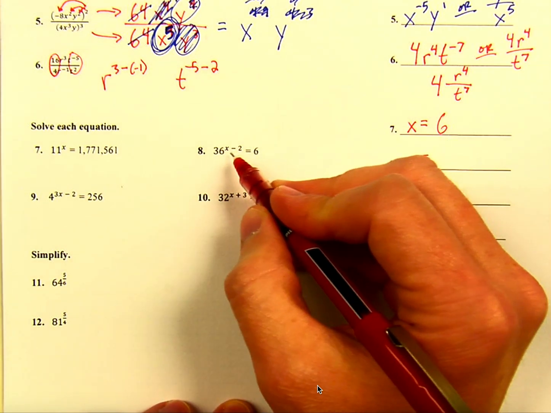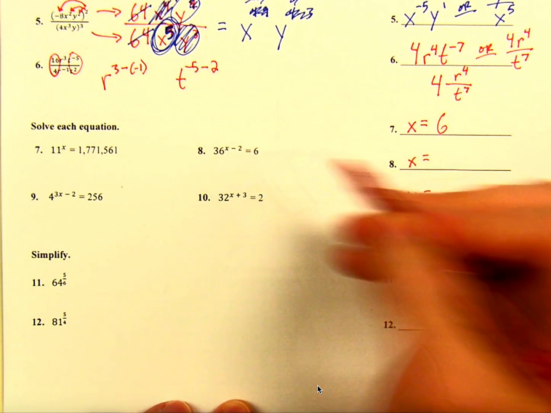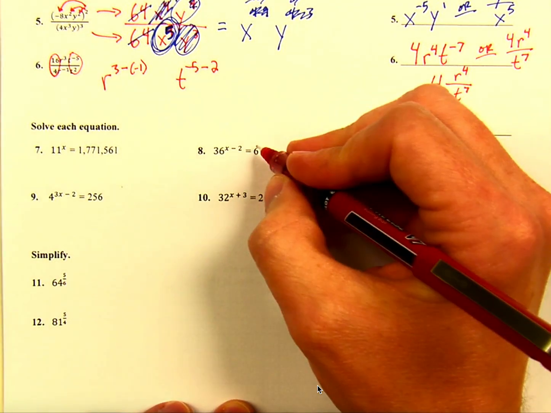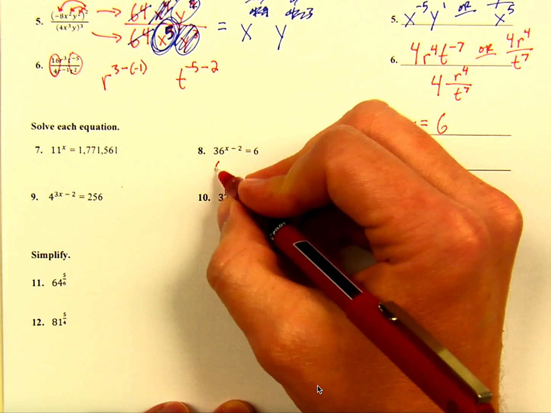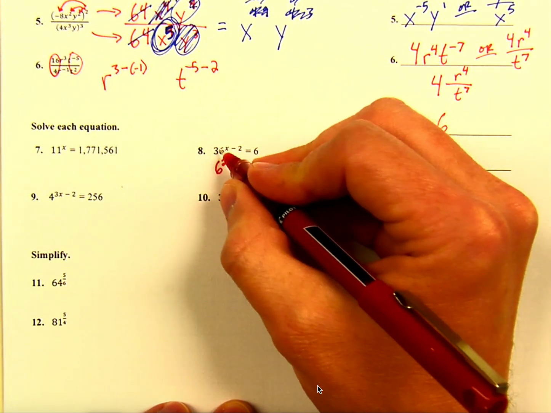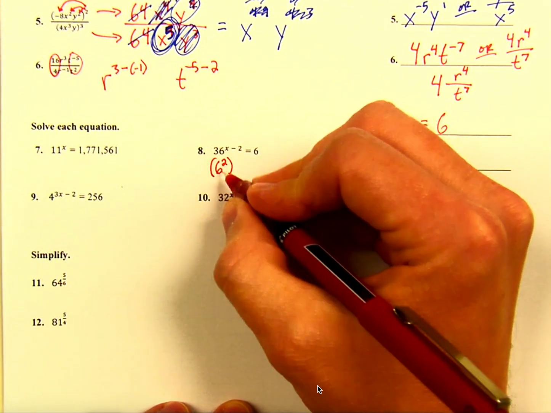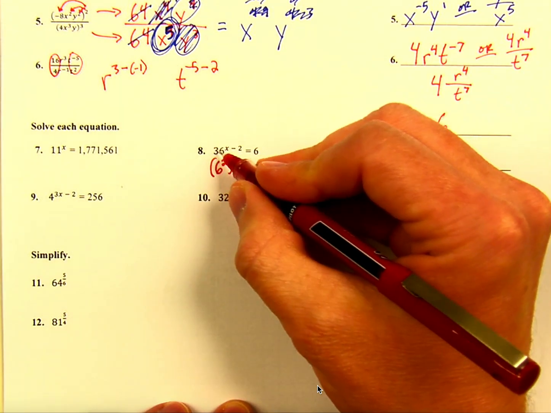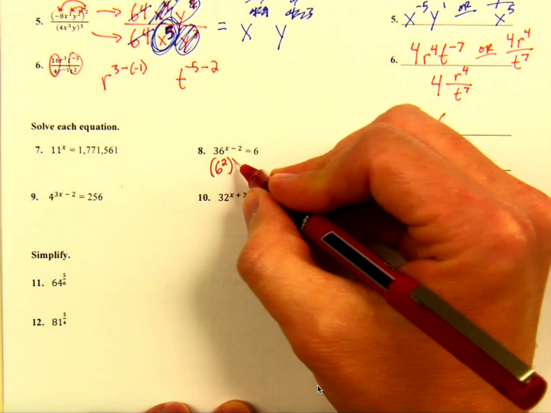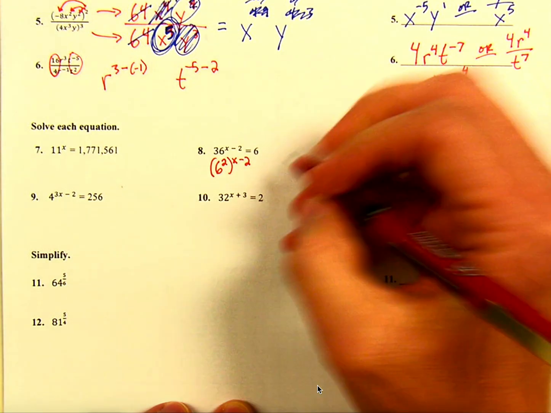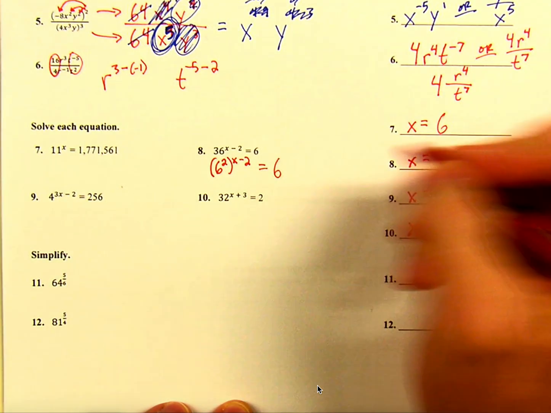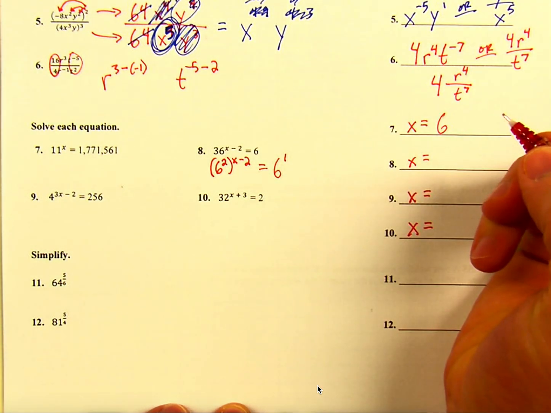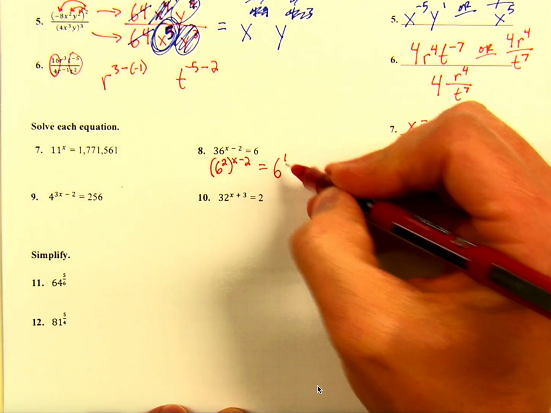6 isn't a power of 36. 36 is a power of 6. So what I want to do on this one is rewrite 36 as 6 squared, because isn't that what 36 is? 6 squared? So I could say this to the x minus 2 is this to the x minus 2. And I could rewrite the equation like that with the invisible 1.